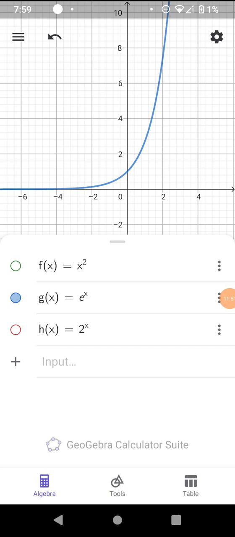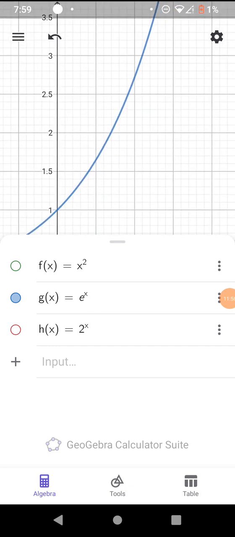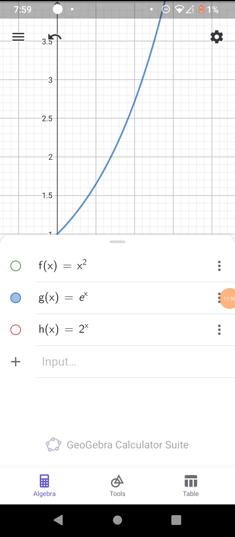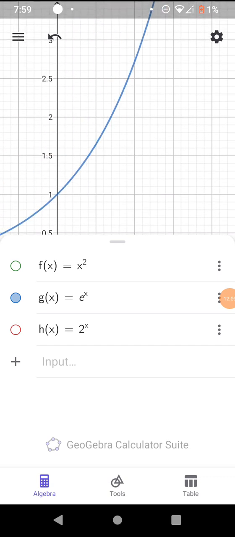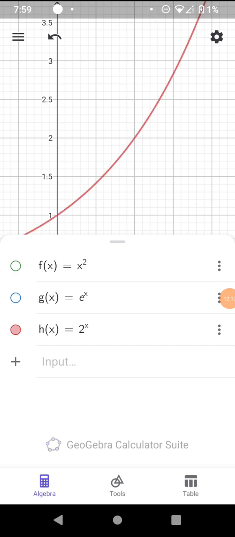Well, e to the x is its own derivative. That means that f prime of 1 would be e. What happened?